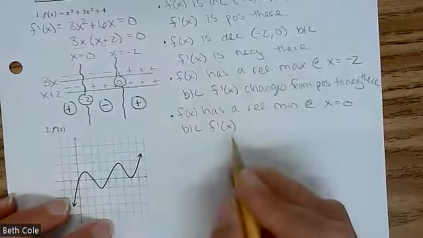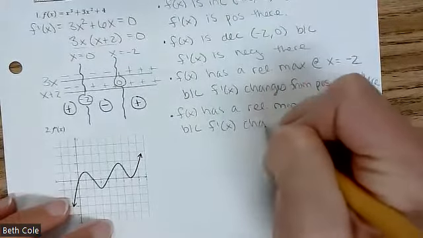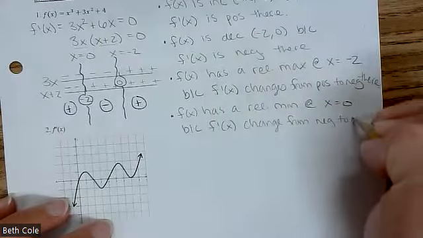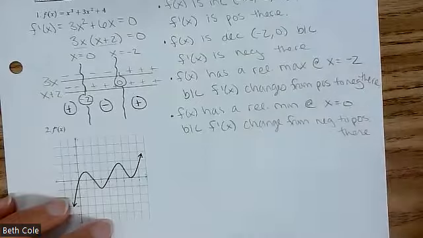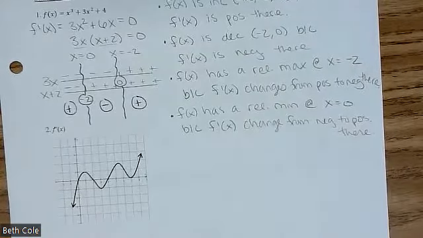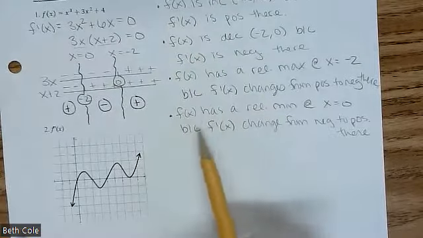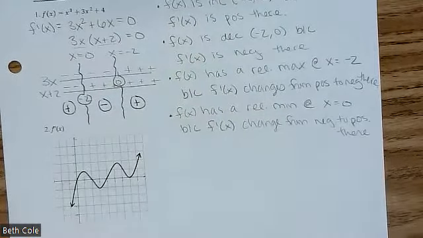You have to cite the first derivative because first derivative changes from what to what? Negative to positive there. There, you survived writing the sentences. Good job. So you want to start your sentence with f of x is or f of x has and cite your first derivative. It's the first derivative test.